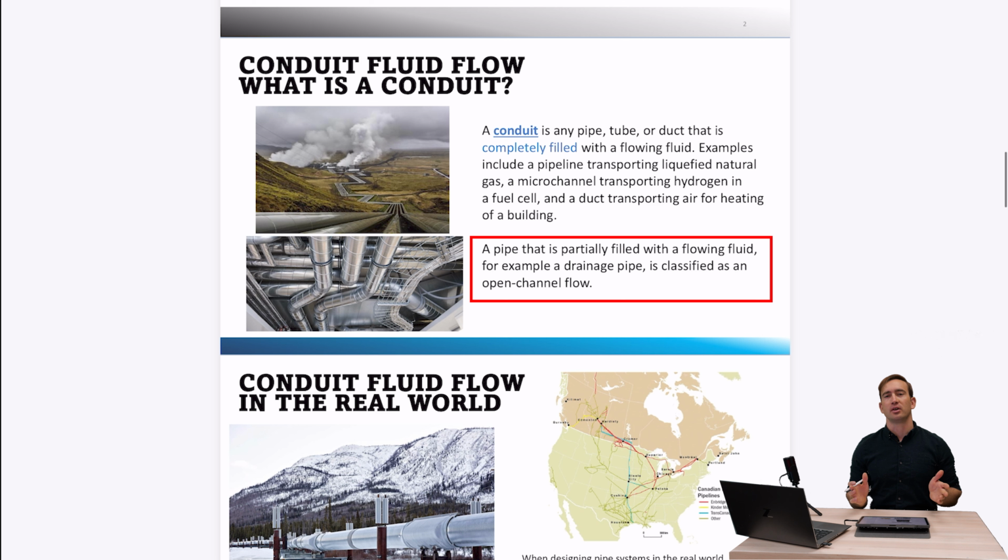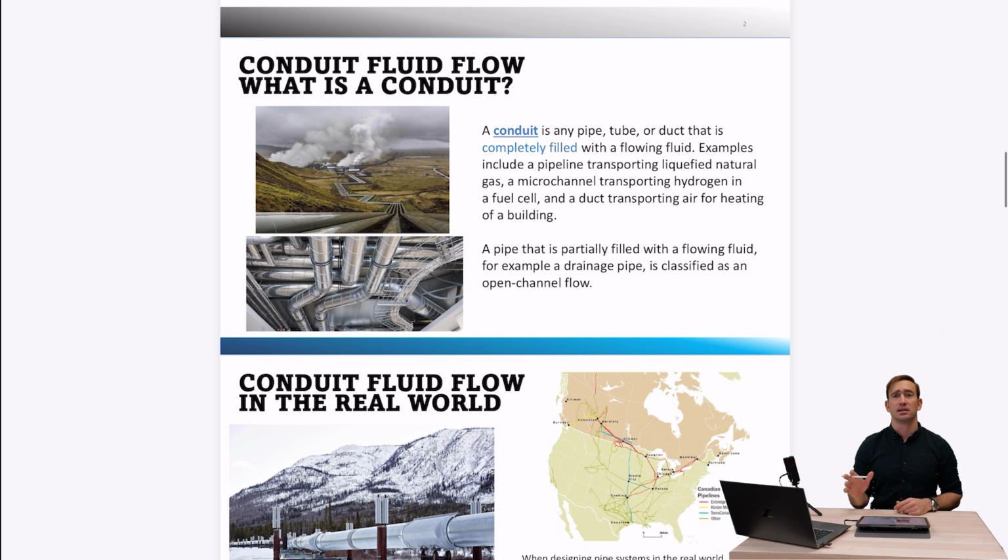One distinction we do have to make is the difference between open channel flow and conduit flow. For it to be conduit flow, the pipe has to be fully filled with the particular fluid. If you had a pipe or system that was only halfway filled with the fluid, that would be considered open channel flow, and that's not going to be something that we talk about in this lecture.